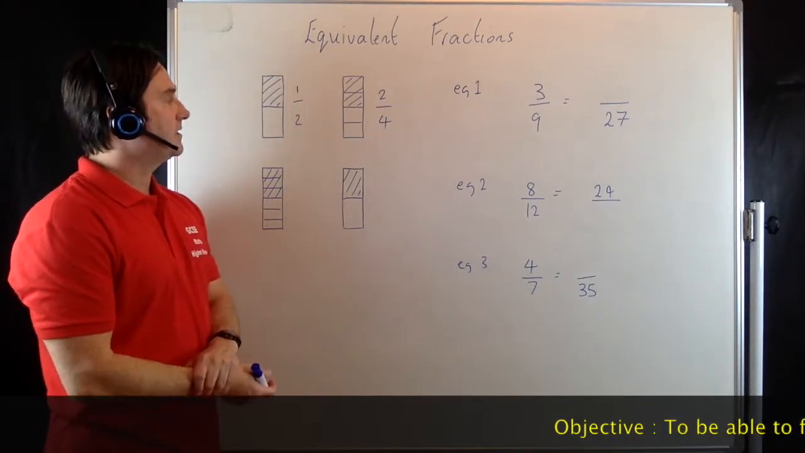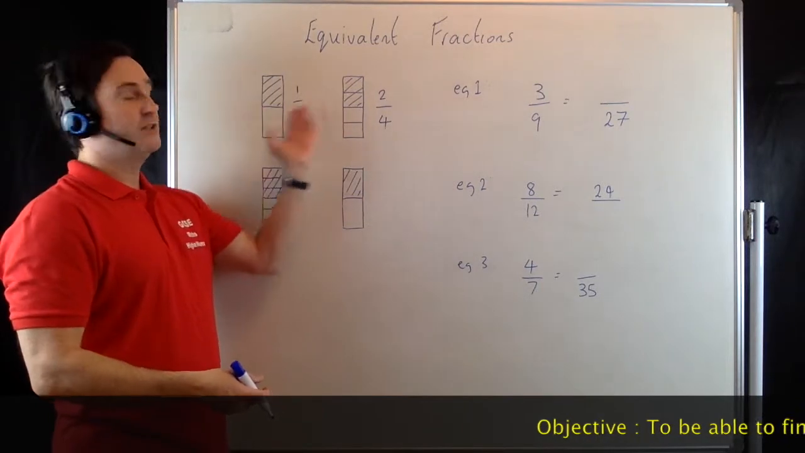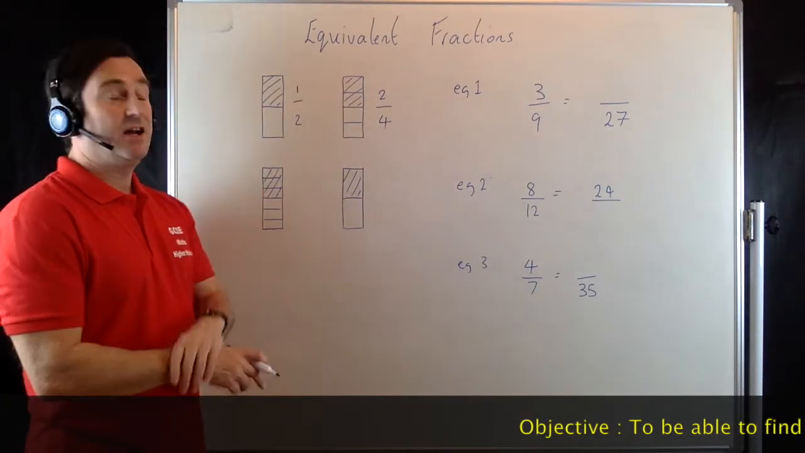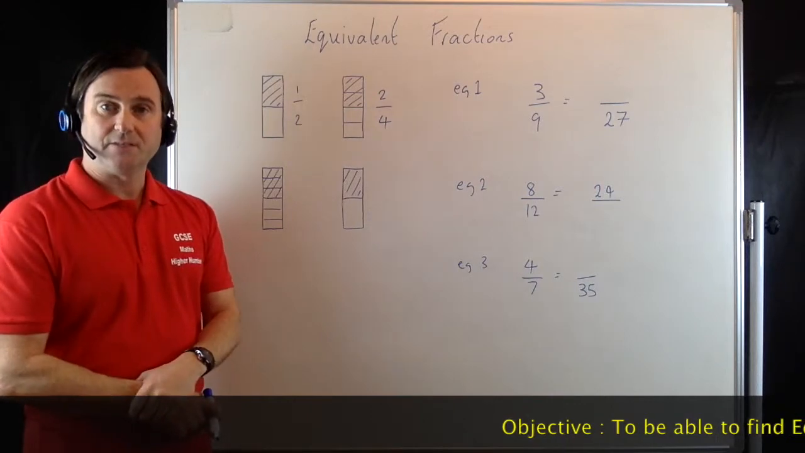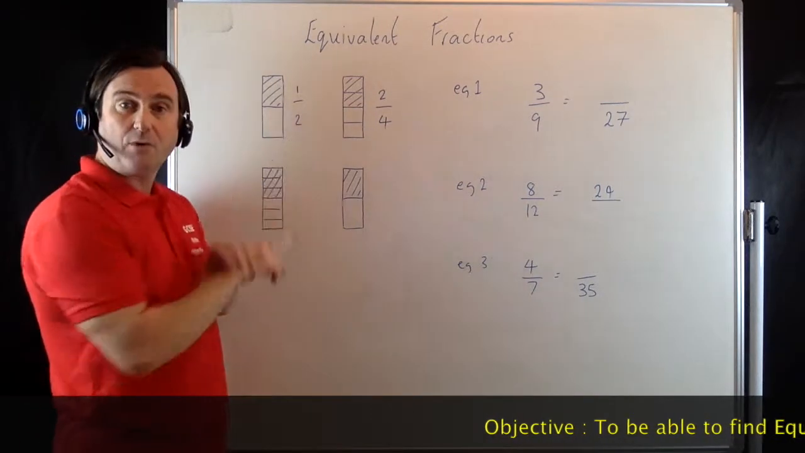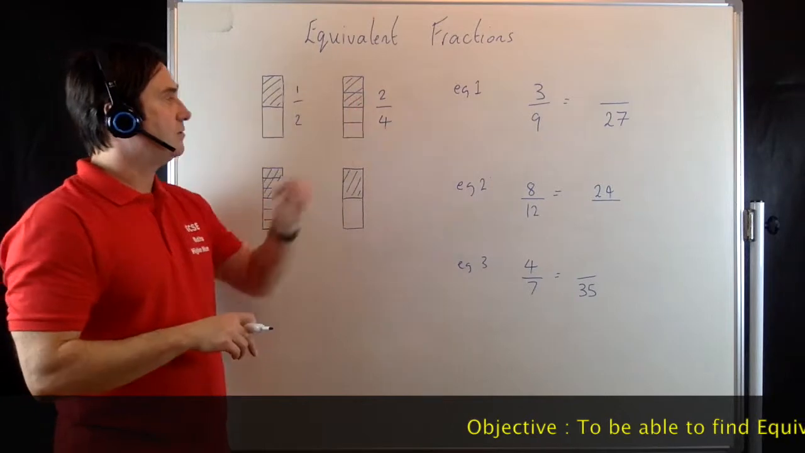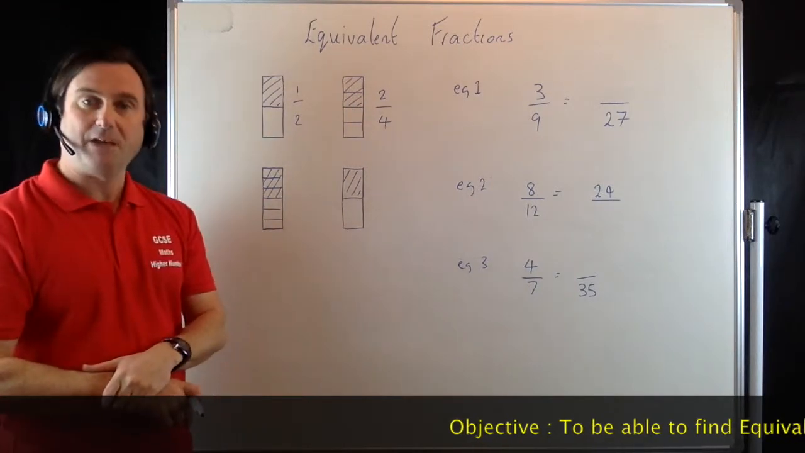But what you should be able to see is that clearly the same amount in area of each shape is shaded. These fractions are equivalent. So a half and 2/4 is exactly the same amount.